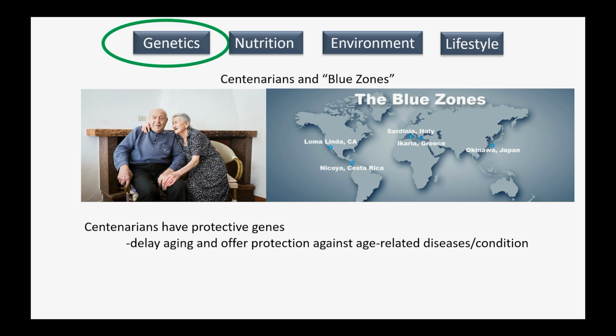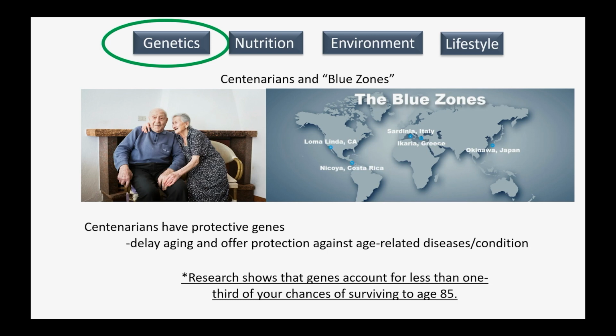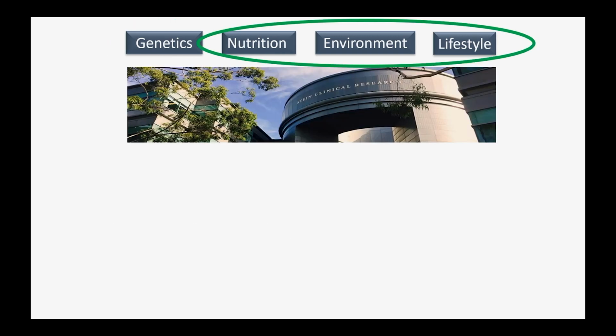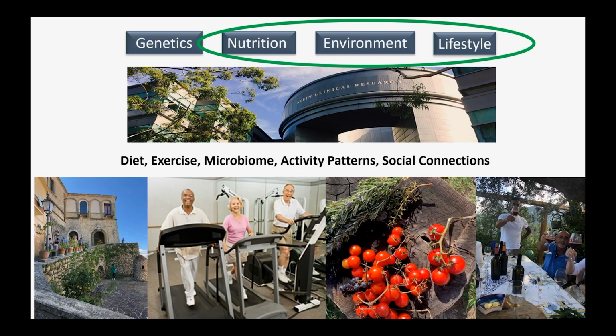However, what's really important to me is that research also shows that these genes account for less than 1/3 of your chance of living to the age of 85. So to me, this represents an opportunity. And it means that we can focus our research, the research that we do at the Stein Institute, on these other factors that we can actually do something about: nutrition, environment, and lifestyle. Over the years, the Institute has made major contributions to our understanding of the roles of diet, exercise, our microbiome, activity patterns, and social connections in healthy longevity.